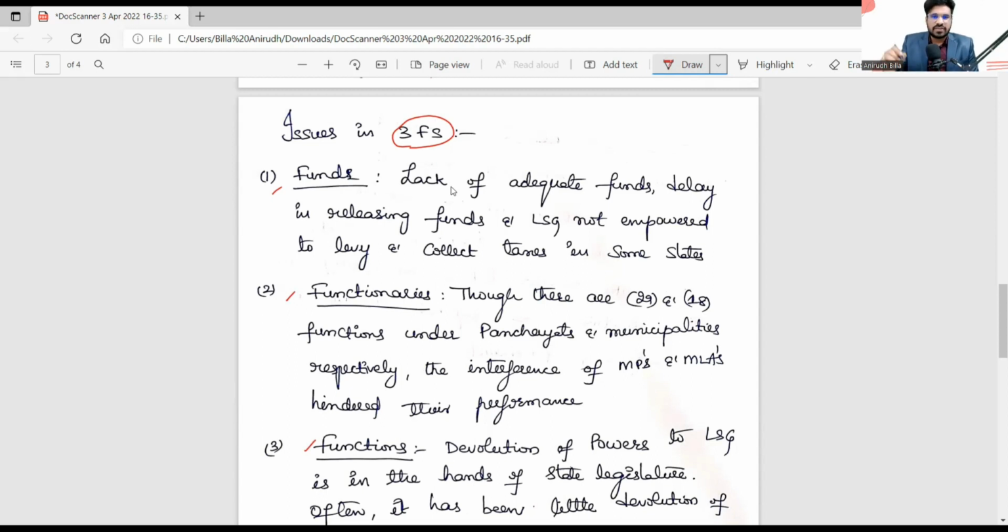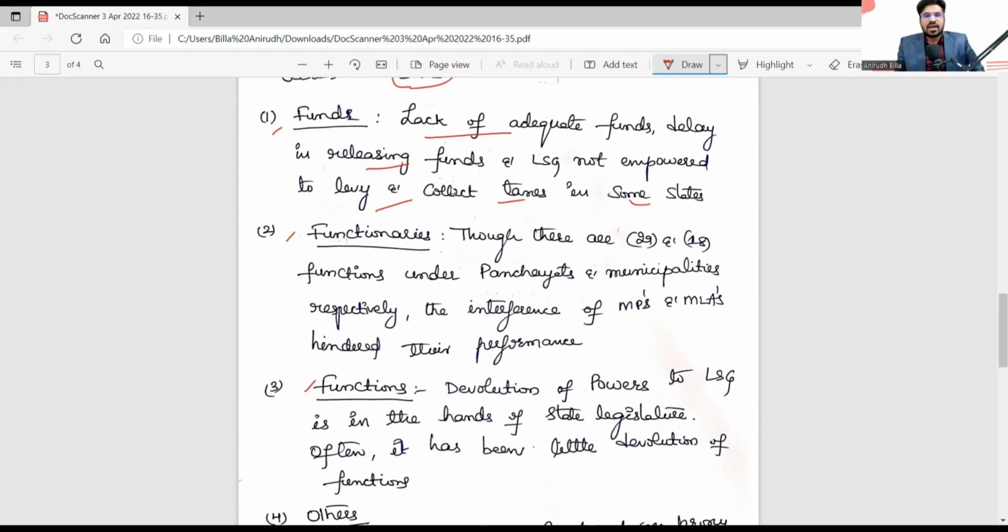What are these and what are the issues? In funds, let us see. There are different types of issues in the funds. First of all, local self-government doesn't have adequate funds. This is number 1. Number 2, even though they allocate some funds, there is delay in releasing the funds. And number 3, these local self-governments are not empowered to levy and collect taxes in some states. Even though it is a voluntary provision, some states have given these powers, but many states are not covering that. So in this point, we'll write: lack of adequate funds, delay in releasing funds, and local self-government not empowered to levy, collect taxes in some states. This is the point number 1.